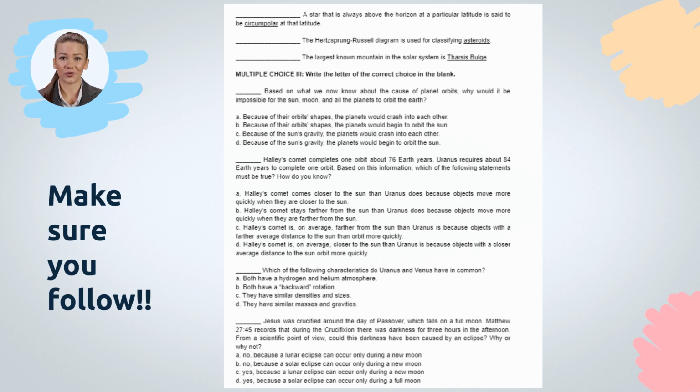Jesus was crucified around the day of Passover, which falls on a full moon. Matthew chapter 27, verse 45 records that during the crucifixion, there was darkness for 3 hours in the afternoon. From a scientific point of view, could this darkness have been caused by an eclipse? Why or why not?